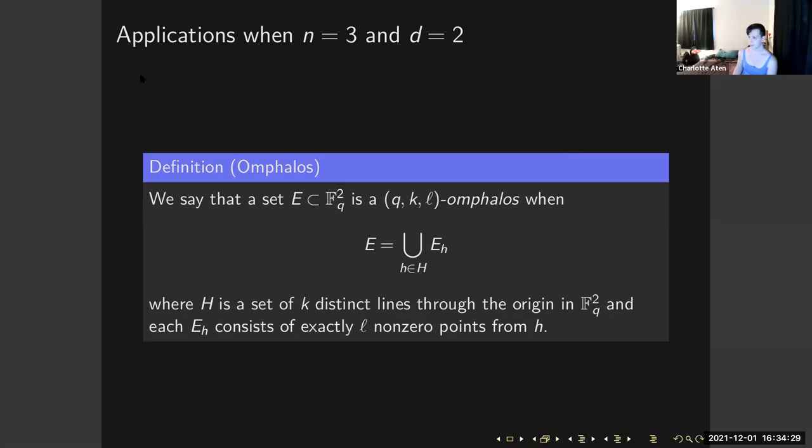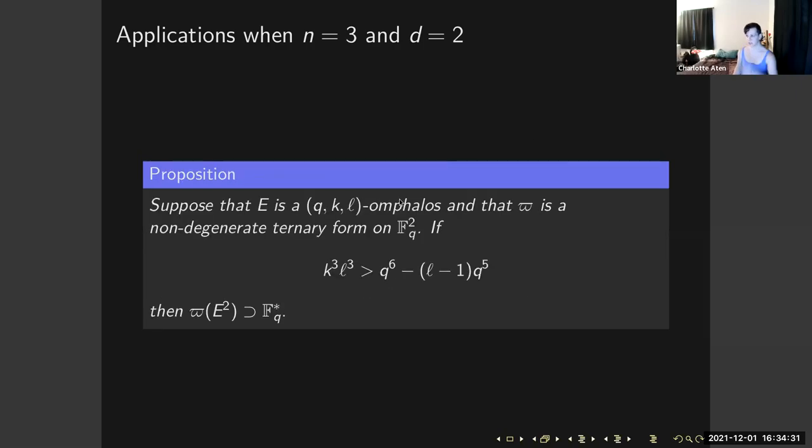So if we have such a set, then if pi is a non-degenerate ternary form, such as the ternary dot product that I gave before as an example, then if k is the number of lines and l is the number of points on each line, and k cubed l cubed is strictly greater than q to the sixth minus l minus one q to the fifth, then pi of E cubed, this should be E cubed, actually contains all the non-zero elements of FQ.